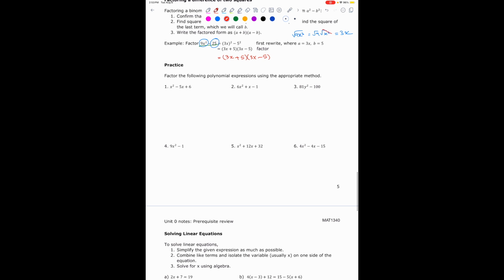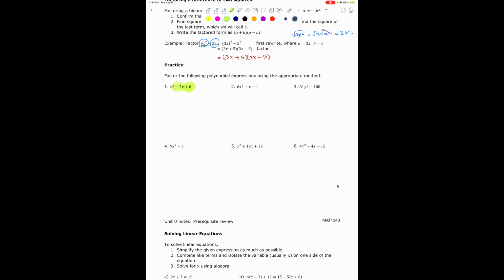Here is the practice. Factor the following polynomial expressions using the appropriate method. So for number one, I will use factoring a trinomial where the leading coefficient is 1. I will take a look at the last term, and I will have to figure out two numbers such that their product is 6, but they add up to -5. Because they add up to -5, I know that both of them have to be negative. Both of them have to be negative because their product is positive, but their sum is negative. So both of these factors have to be negative.